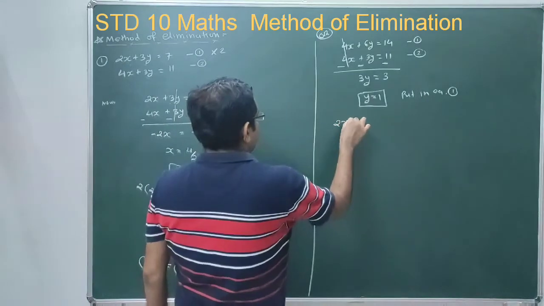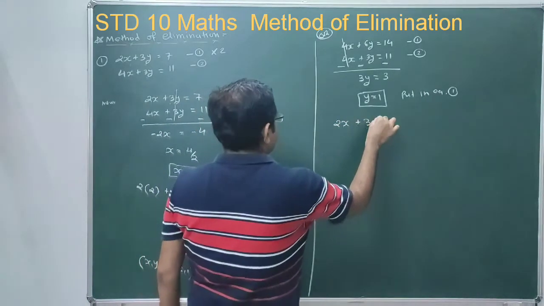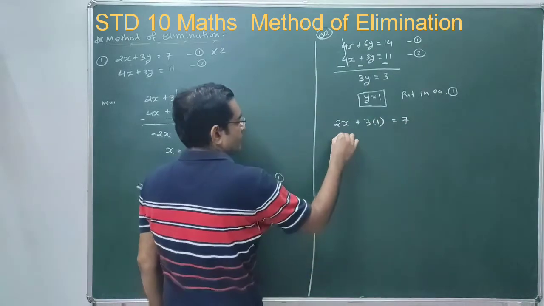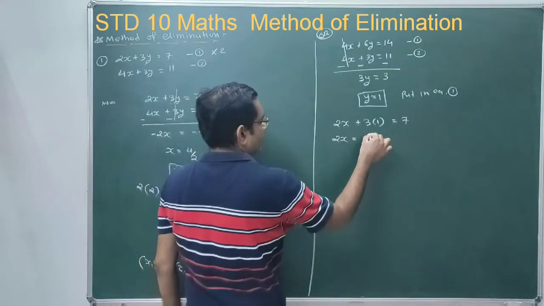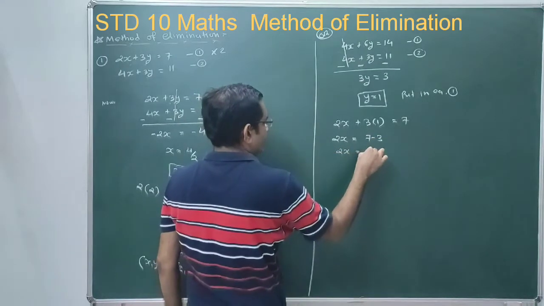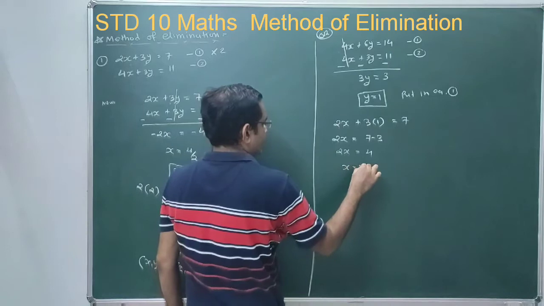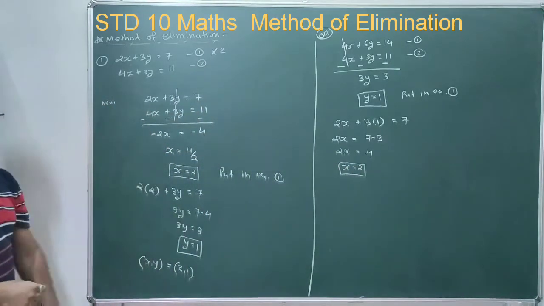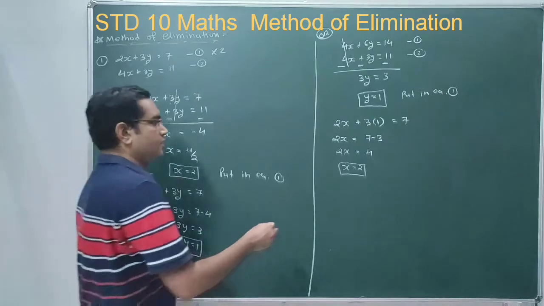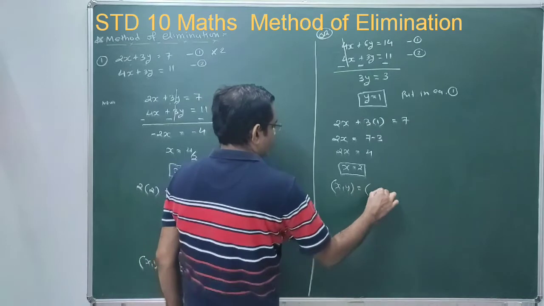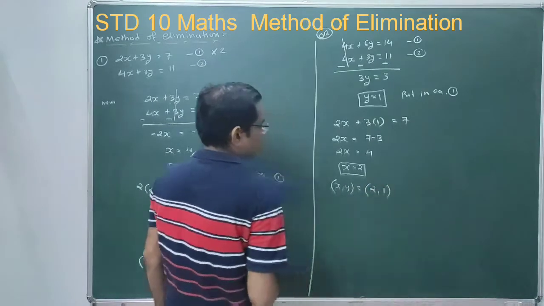So here it's 2 into x plus 3 into y equal to 7. Therefore 2x equal to 7 minus 3, and here it's 2x equal to 4. So we are getting x equal to 2. Same result. Clear, friends? So here our solution is ordered pair (x, y) equal to (2, 1).